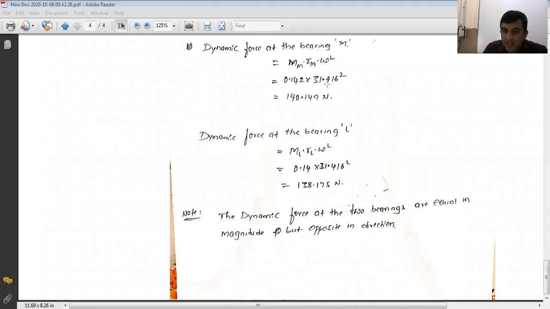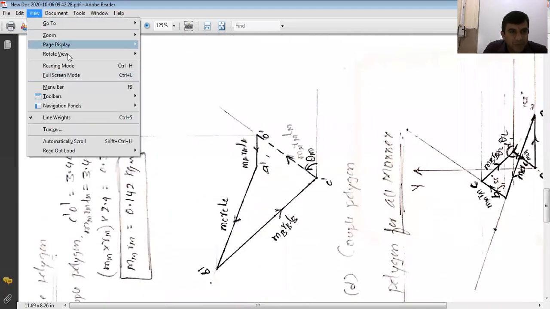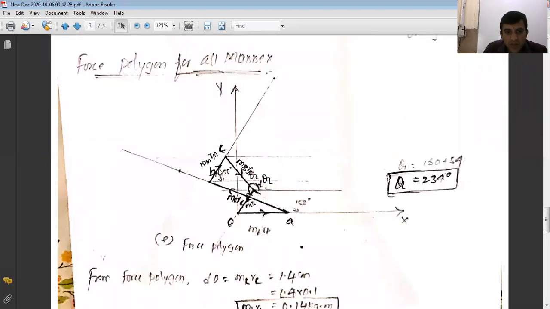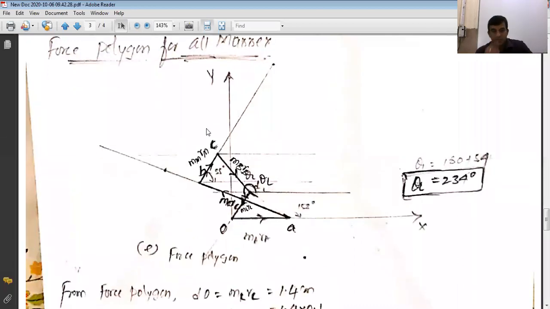Excuse me, sir, can you show the force polygon of all masses diagram? Okay, 1 minute. Now you can see this one. Here I have taken 0.1 kg meter equal to 1 centimeter. Better to go for 0.05 kg meter, then it becomes an enlarged one. Okay, sir, reduced scale.